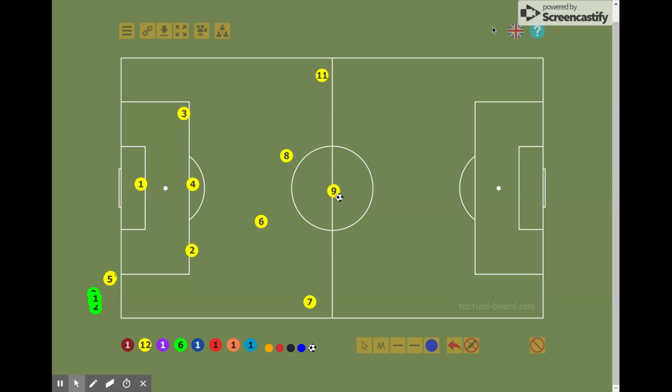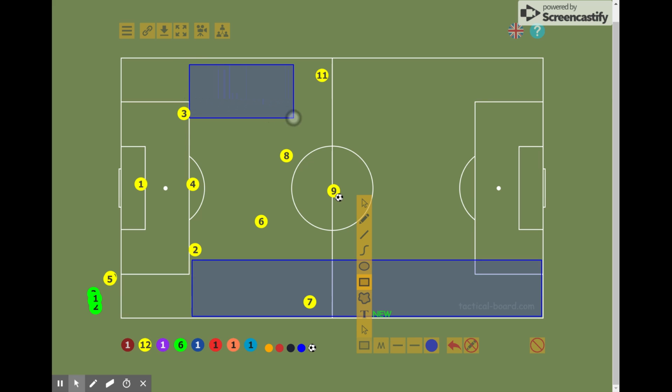Okay, the next two players I want to focus on are the 7 and 11. Those are our wing players, so left and right wing. If I were to define a space that they would be playing in, again, I hesitate to do so, but I will. It would be on the outside quarter, maybe third of the field.